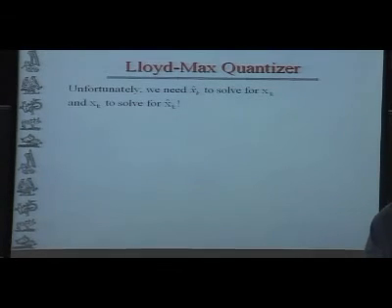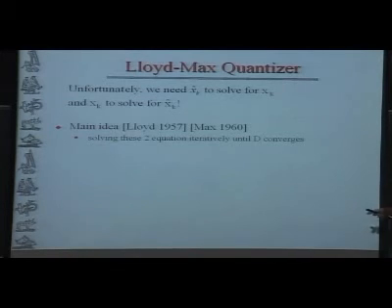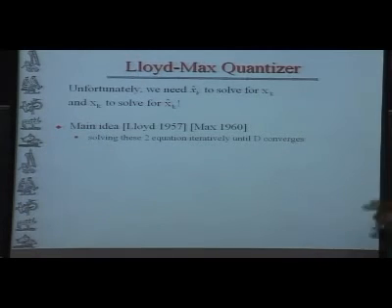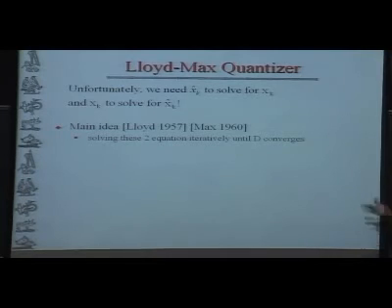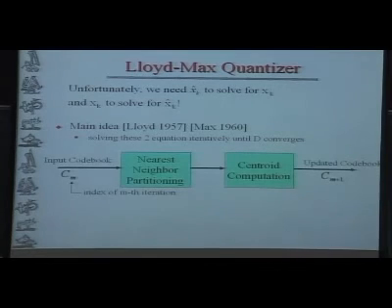Okay, and so this idea was first published by Lloyd in 1957, and then Max independently discovered the idea again in 1960, and it's typically called the Lloyd-Max quantizer. So you're going to solve these two equations iteratively until D converges, or D doesn't decrease by a whole lot anymore. So this is an ad hoc engineering technique that allows us to run around the problem, because we just don't know what else we can do. Okay? So basically, this is what happens.